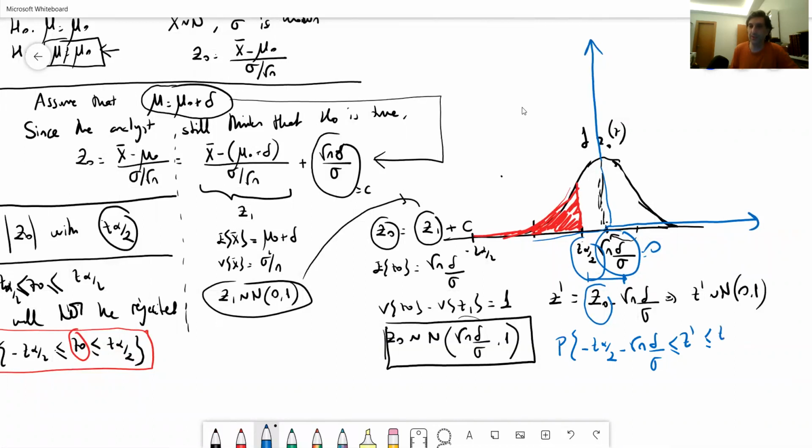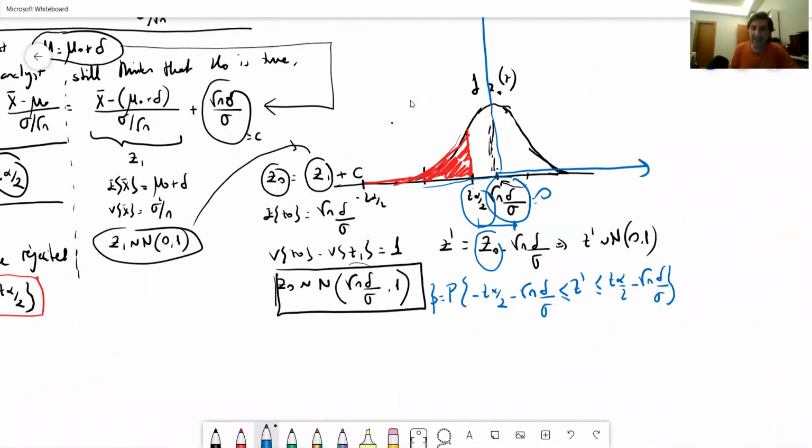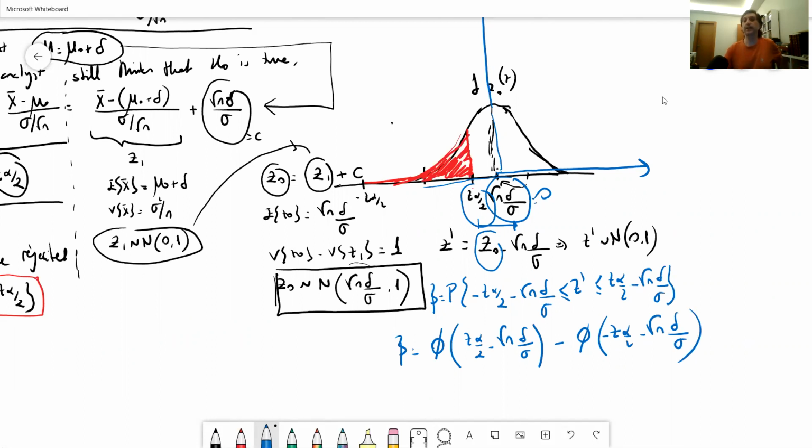a standardized normal distribution variable, alpha over 2 minus delta over sigma. This is going to be equal to beta, the type 2 error probability. And this is going to be, let's continue, this is a standard normal distribution, right? So it's going to be equal to the cumulative distribution function evaluated at Z alpha over 2 minus square root of n delta over standard deviation, minus this value again, minus Z alpha over 2 minus square root of n delta over the standard deviation value.